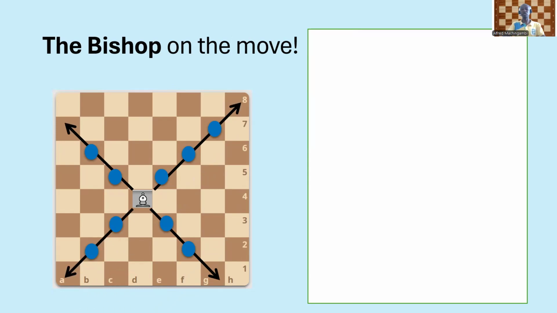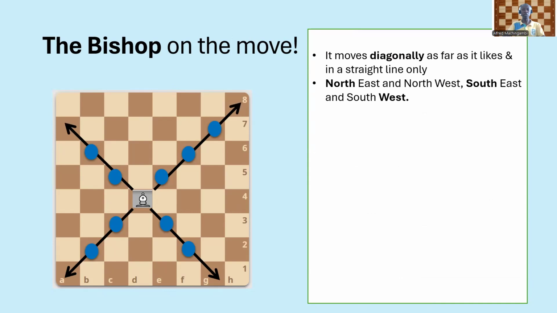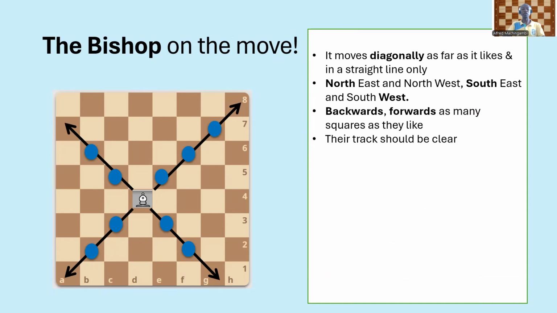But how best can we describe these lines? In other words, a bishop moves diagonally. It can go northwest, northeast, southeast, southwest. That's how we can describe how it moves. And also remember, it can move backwards, forwards, as many squares as it likes. And also, as long as the track is clear, just take note of that.